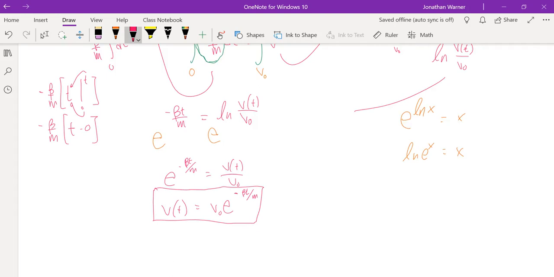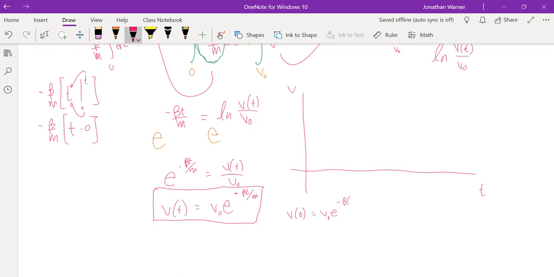Okay? And so what can we take from this, or what does this show us? Well, if we were to plot velocity as a function of time, this says that, for example, v at time 0 is v naught e to the negative beta times 0 over m. Well, that's v naught e to the 0. That's v naught times 1. So there's a v naught, right?